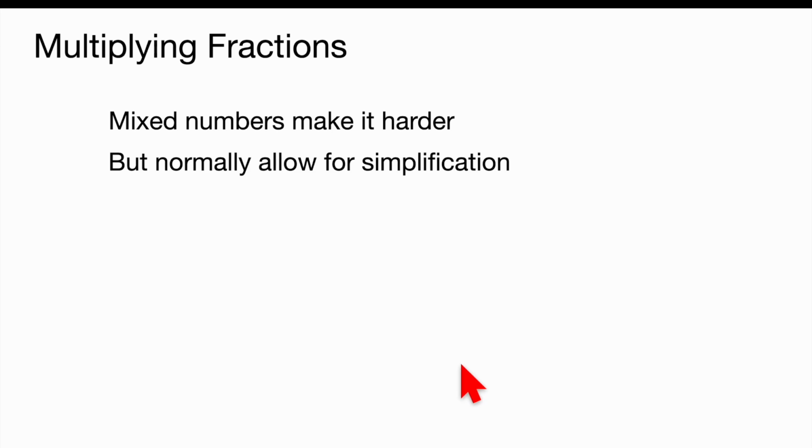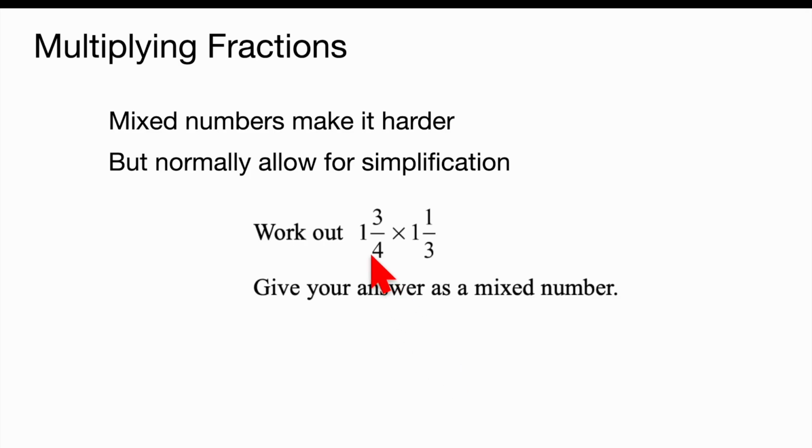You can't simplify this. That's as far as it goes. Okay, so to make it harder, examiners give us mixed numbers, but normally allow for some simplification, so we're not multiplying very large numbers. Here's an example. Work out 1 3/4 times 1 1/3. So we need to make both of these into fractions.